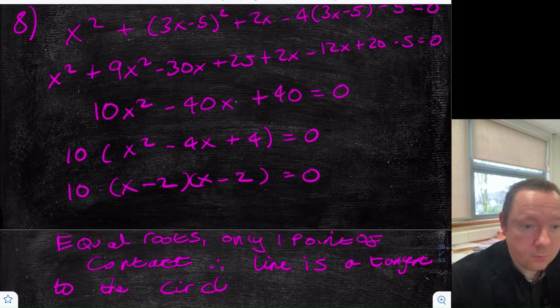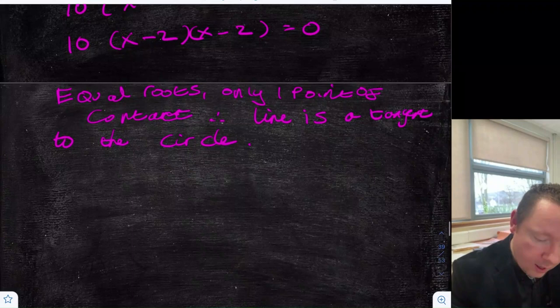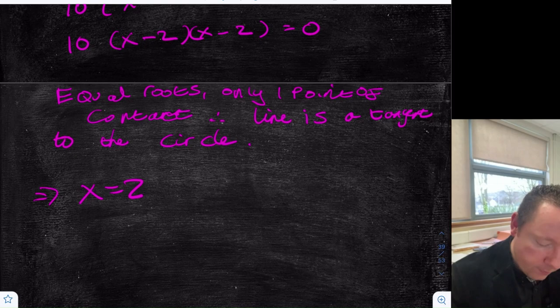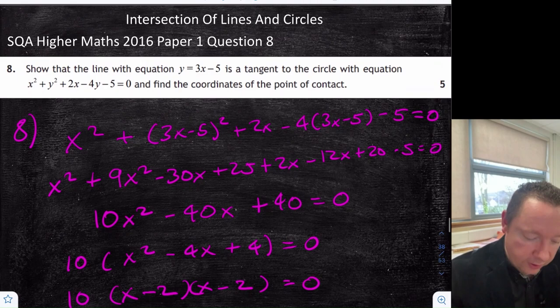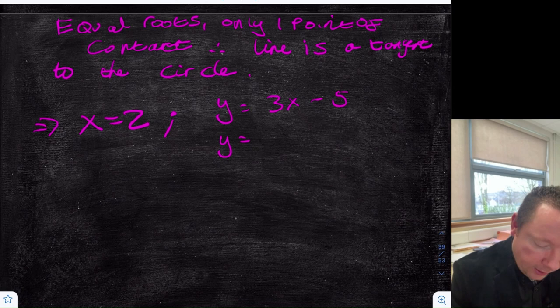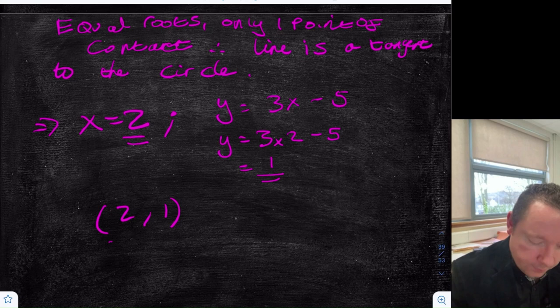Find the coordinates of the point of contact. Well, we've already got this equation equal to 0, so that implies that x equals 2. And then subbing that back in to get a y, well, we might as well just use our original equation, y equals 3x minus 5. So we've got y equals 3 times 2 minus 5. 6 minus 5 is 1, so we've got 1 and 2. So our point of contact is (2, 1). And we're done there.